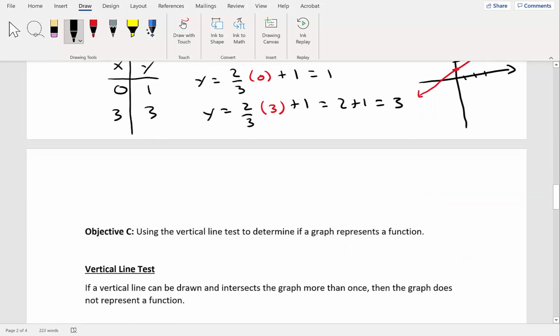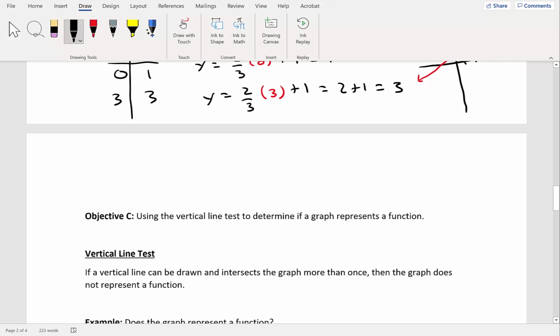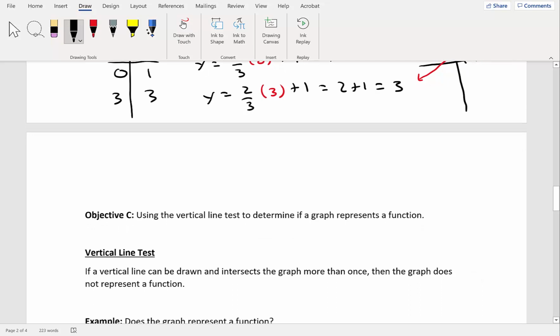Okay. So now we have our next objective, which is using the vertical line test to determine if a graph represents a function. So now the vertical line test states, if a vertical line can be drawn and intersects the graph more than once, then the graph does not represent a function. So remember, our definition of a function is every x value has to correspond with exactly one y value.